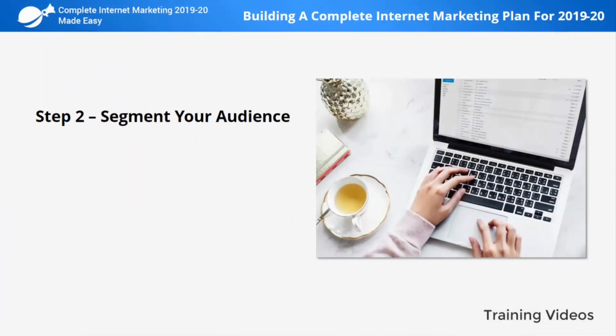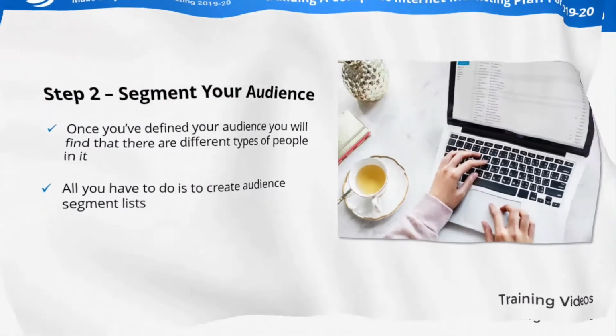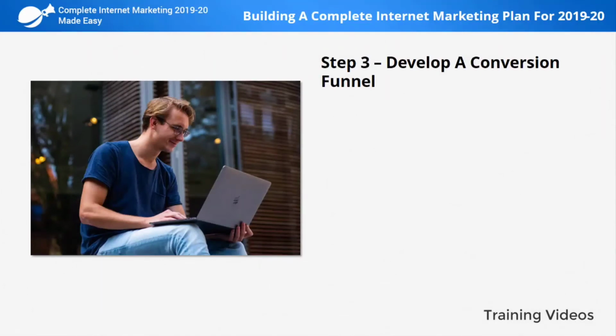Step number 2. Segment your audience. Once you've defined your audience, you'll find that there are different types of people in it. You have to add each one of these groups of people to a segment. All you have to do is create audience segment lists. Most marketing and advertising channels allow you to create and save audience segments, and you can also save them to a spreadsheet.